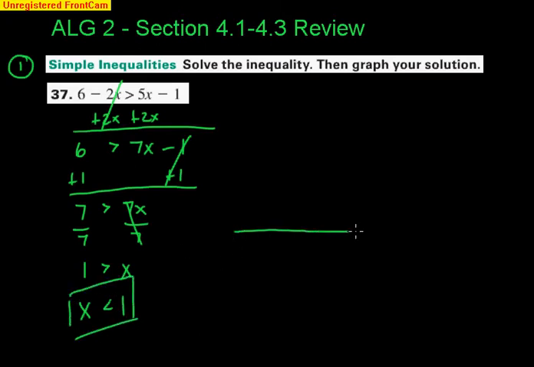And now to graph on a number line, just a quick number line. 1 goes in the center. Open circle because it's not equal to. And less than means to the left. And there's the graph of this inequality.